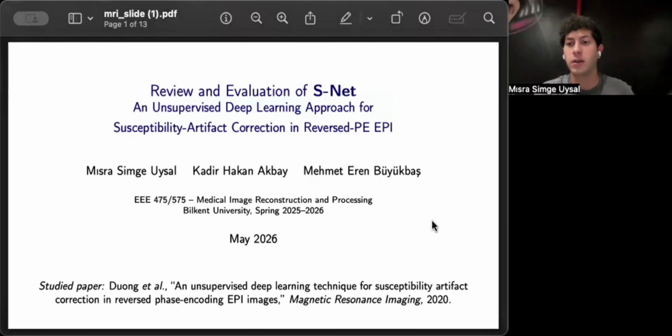Hi. For our EE 475 project, we reviewed and evaluated SNet, a deep learning method for correcting susceptibility artifacts in EPI imaging, published by Dong and colleagues in Magnetic Resonance Imaging in 2020. In this presentation, we will cover the problem, the classical TOPUP baseline, how SNet works, what we contributed, our results, and a brief code demo.